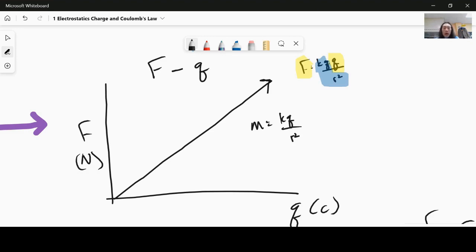Wonderful. All right. That's it for Coulomb's law. We have a base formula. We have the fundamental law of charges. And in the next video, I'm going to go over a couple of example problems. See you next time. Bye.